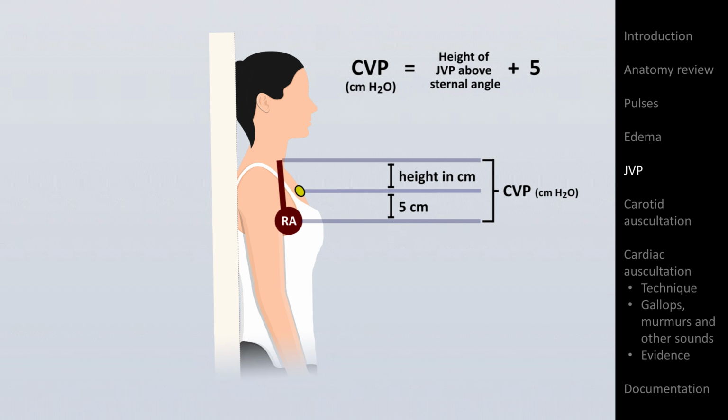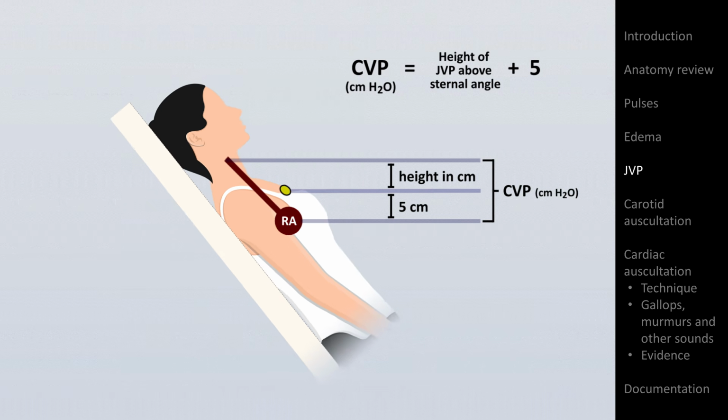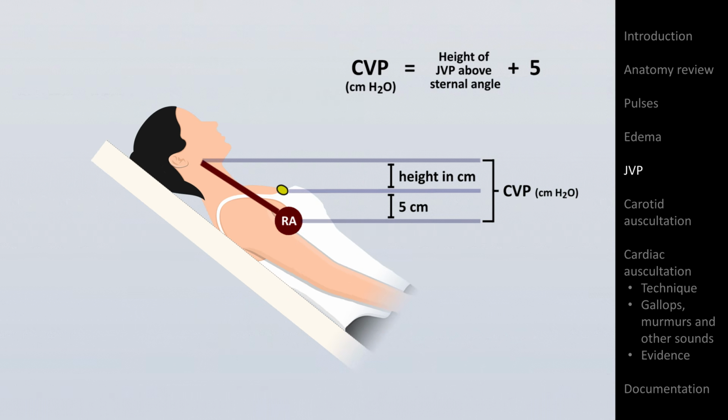In those patients who are unable to sit fully upright, the method stays the same. It doesn't matter what angle the patient is at. All that matters is the vertical distance to which the jugular vein's distension extends, though this requires the assumption that the right atrium will still be 5 centimeters closer to the ground than the sternal angle, irrespective of what angle the patient is at. However, in practice, there are limitations to precisely measuring CVP with this technique.